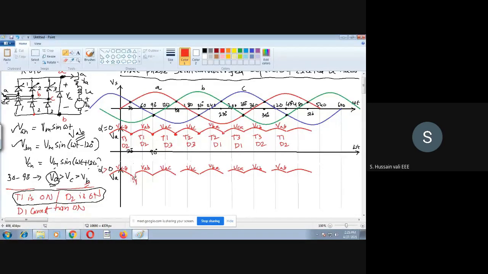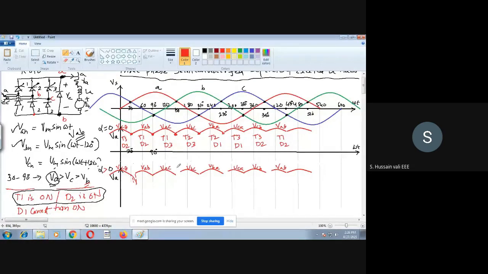So the only thing is what will happen in this small duration when you don't trigger. It means at this point you are not triggering anything. So when you don't trigger, for example, VAC is there. So at VAC, that is in this duration, A is higher and the least one is C. So VAC are conducting. So B cannot conduct even though you trigger.